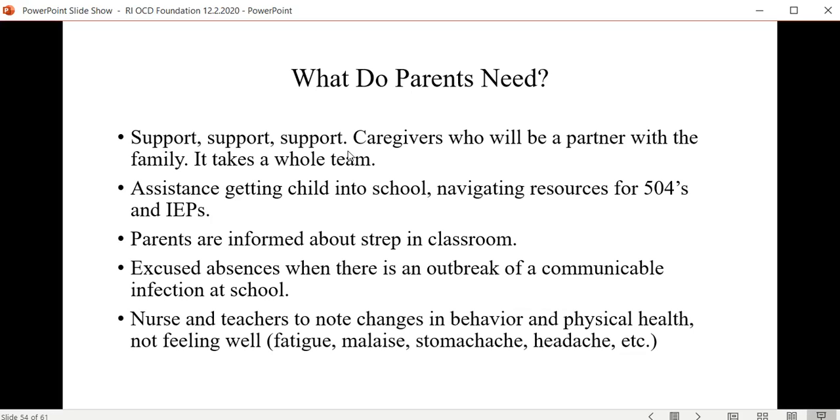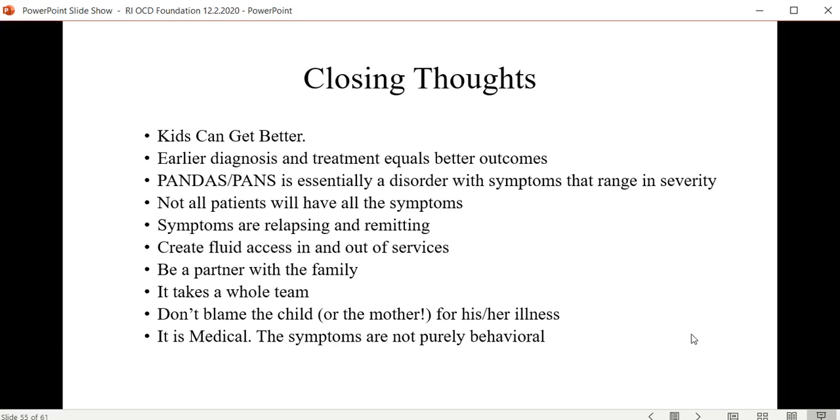The caregivers, such as myself, really are partnering with parents and holding them together and trying to hold them up, because it takes a team to help this illness, and often they're not having a team, they're just by themselves. Getting assistance for navigating 504s, IEPs, having the strep be known in the classroom and the school nurse, using excused absences if necessary, and enlisting the teachers and the nurses to note changes and understand this is an illness that they often can spot before the parent may even be clued in, because they're seeing little bits of it in school around their academic performance, for example.